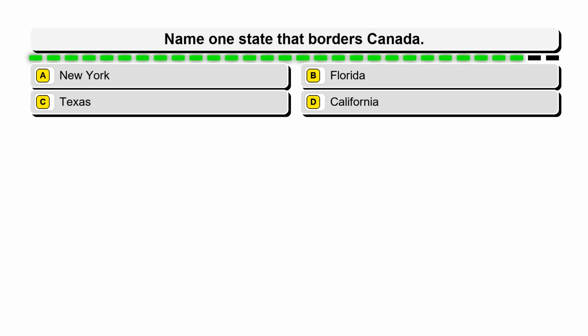Question 23. Name one state that borders Canada. Option A, New York. Option B, Florida. Option C, Texas. Option D, California.